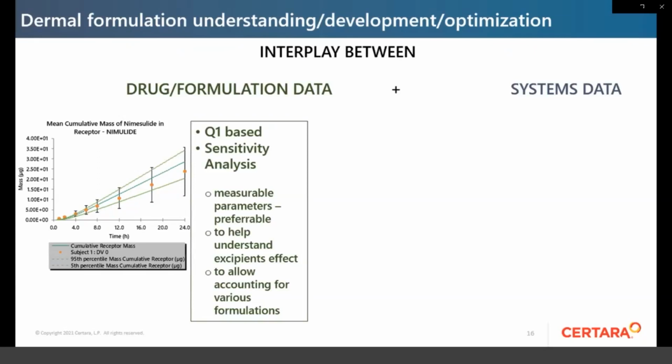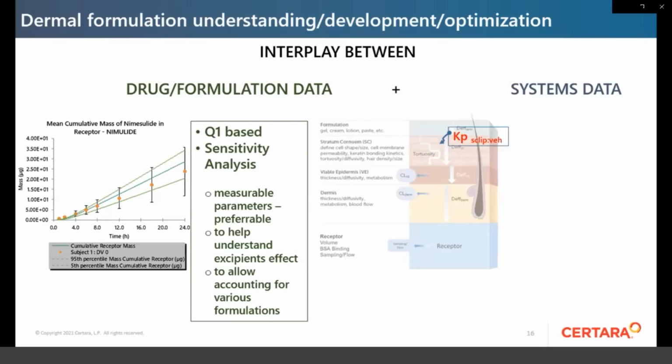So which of all those parameters which were presented previously, which influence the permeation or allow us to calculate the permeation of the drug through the skin, should be measured or optimized or dug into deeper to understand its influence on the behavior of the API? What is absolutely necessary here, and is a very useful tool, is sensitivity analysis, both local and global, which allows you to understand the influence of certain parameters on the behavior of the API in the skin. There are some hints which we should probably provide. The parameter of interest should preferably be measurable, and help to understand the excipient effect and to allow accounting for the various formulations.